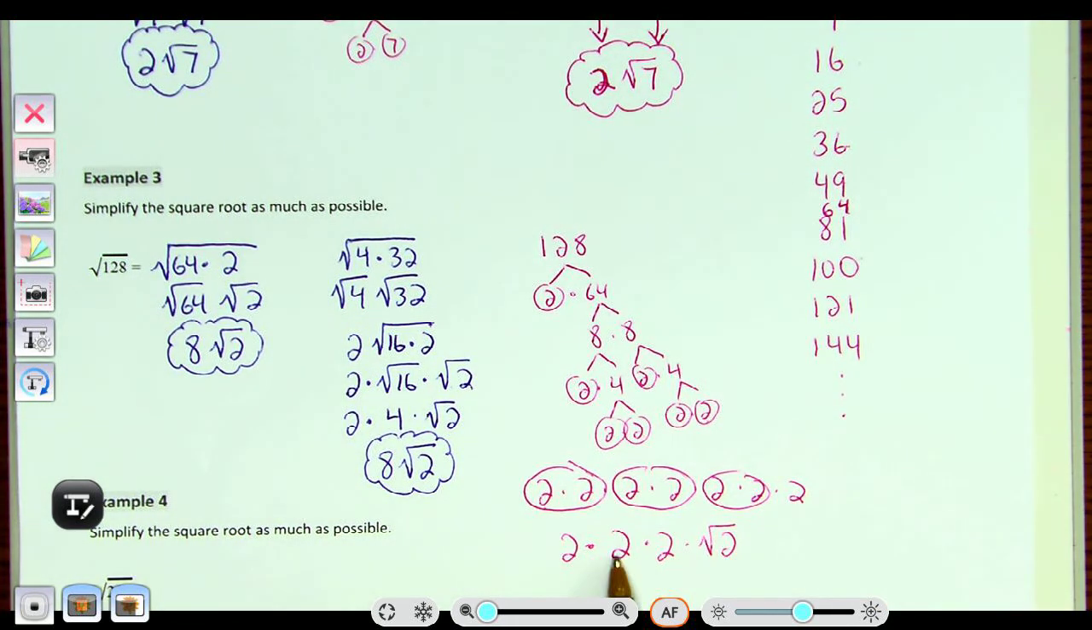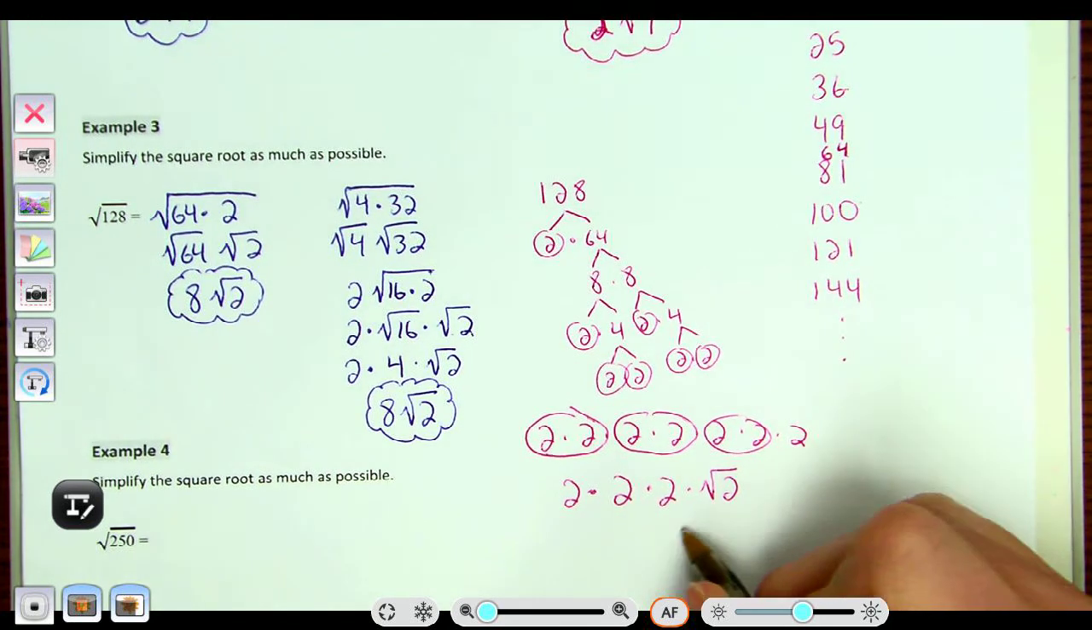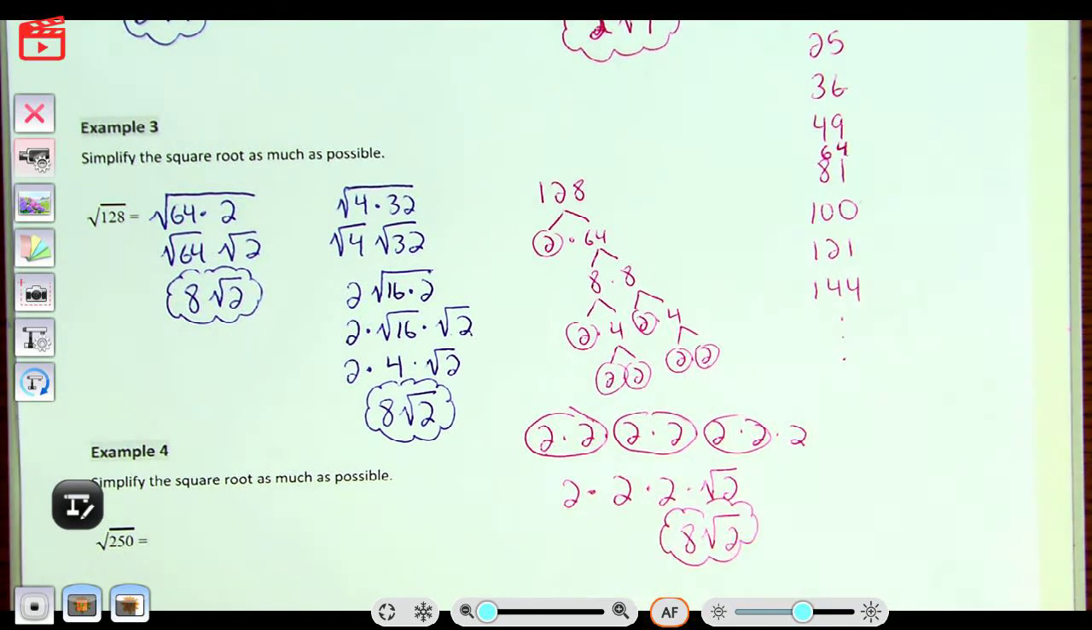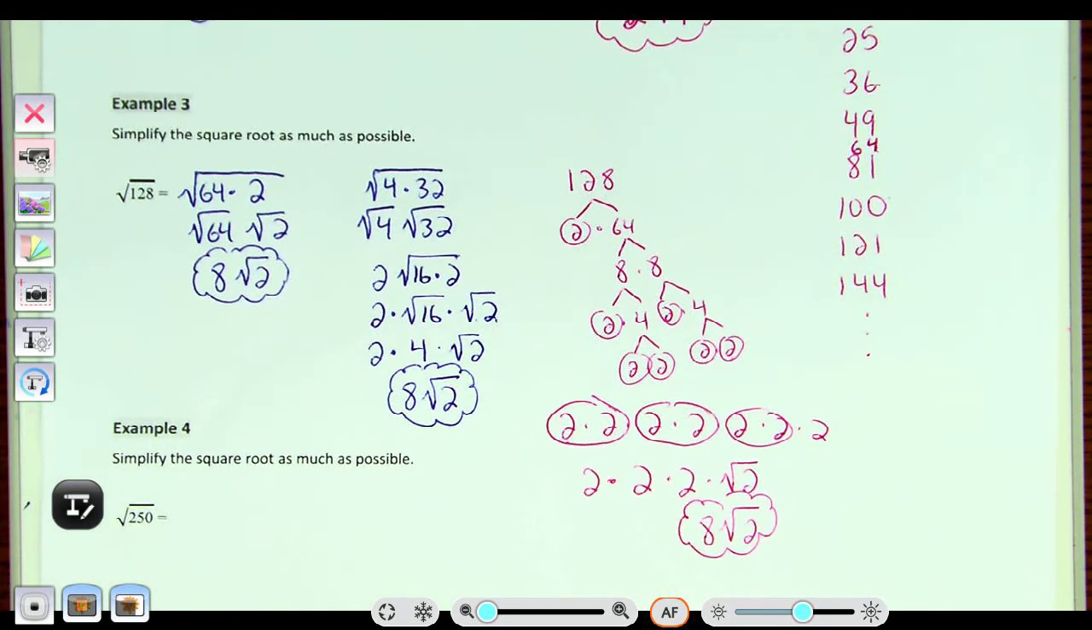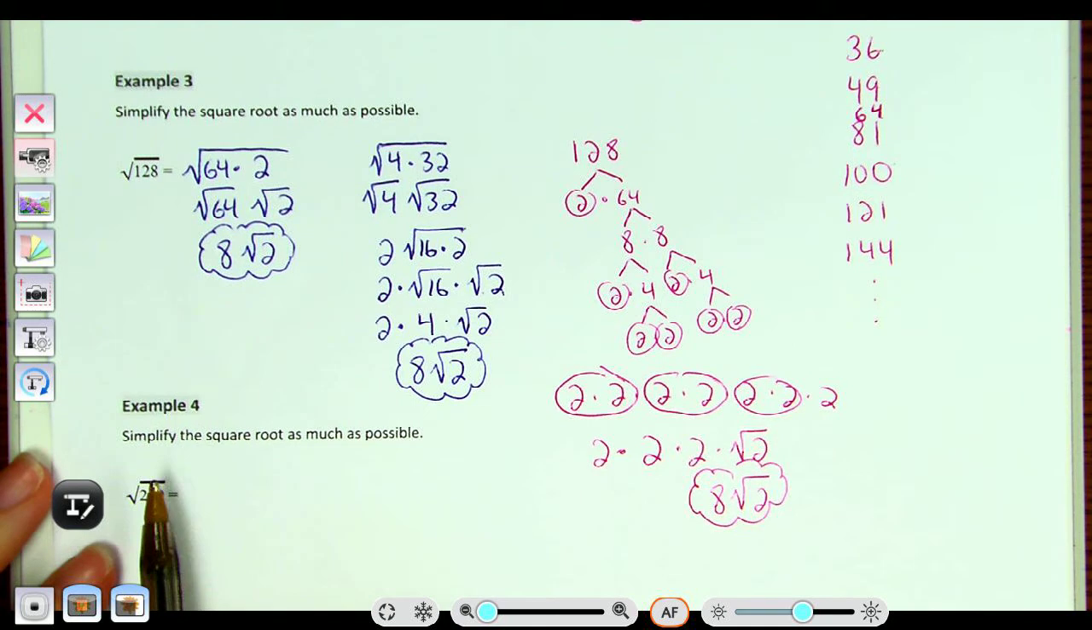2 times 2 is 4. 4 times 2 is 8, and look at what we get. 8 square roots of 2. So just kind of keep going with it. You'll get there. All right, the last one I'll show you real quick is the square root of 250.